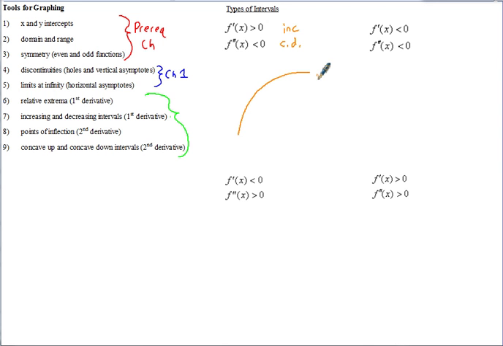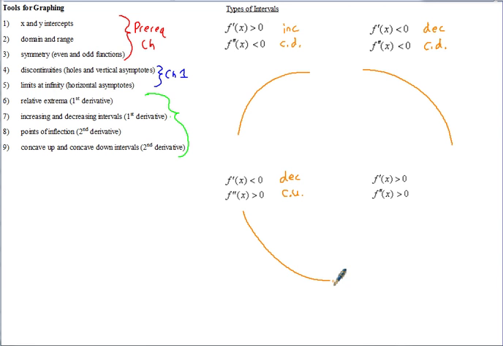So concave down. And then if the first derivative is less than 0, that means the original function is decreasing. If the second derivative is less than 0, it's concave down. So decreasing concave down, shaped like a frown, looks like that. But if the first derivative is less than 0, right here it's decreasing. If the second derivative is greater than 0, it's concave up. So decreasing concave up, shaped like a cup, would look like this.